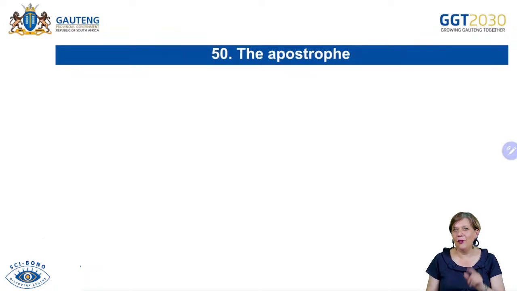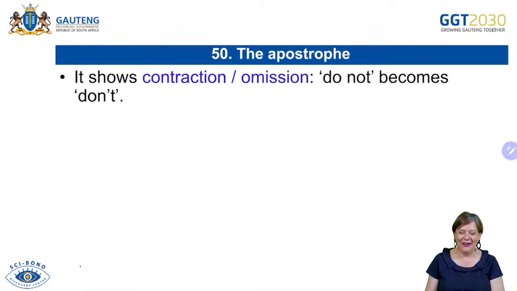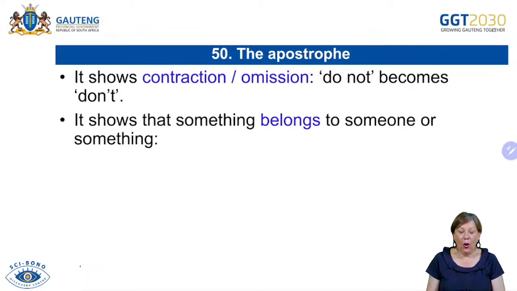The apostrophe. Now remember, this is one that we love asking in errors as well. But if we don't ask it there, we're going to ask it somewhere as a question. Apostrophe shows a contraction. Do not becomes don't. In other words, we have left out a letter. Or it can mean that it belongs to someone. So you have to be quite careful.